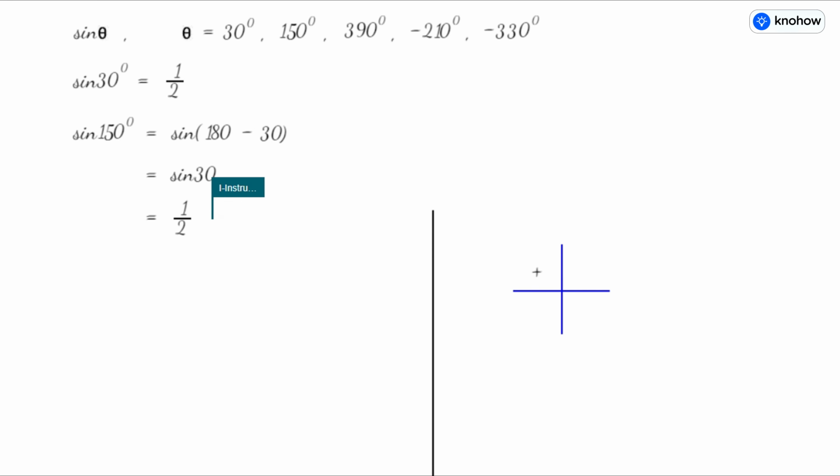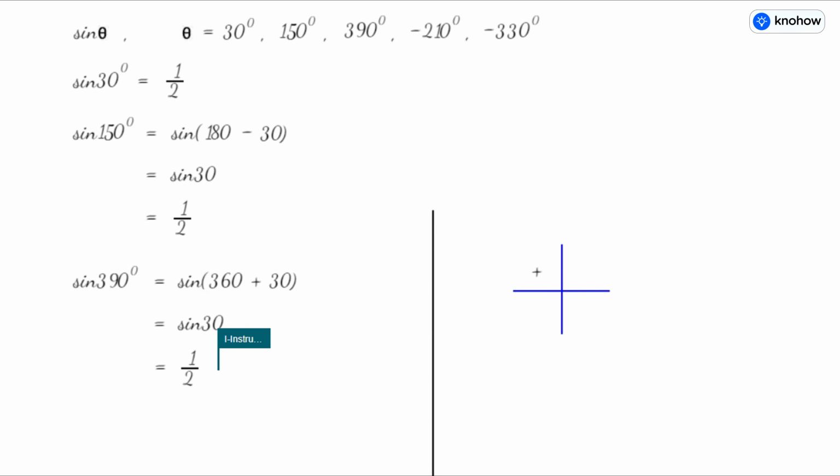Let us work out the value of sine 390 degree. How do you take 390 degree? 390 degree is more than 360, so it should be 360 plus 30. And you know sine of 360 plus 30 is also sine 30. So that is half.